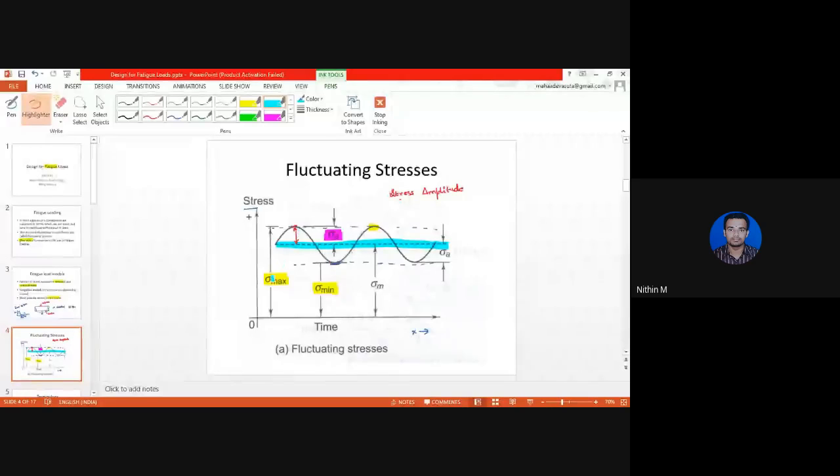Maximum stress and minimum stress will give us a straight line like this. This is called as mean stress. This stress value is called as mean stress.